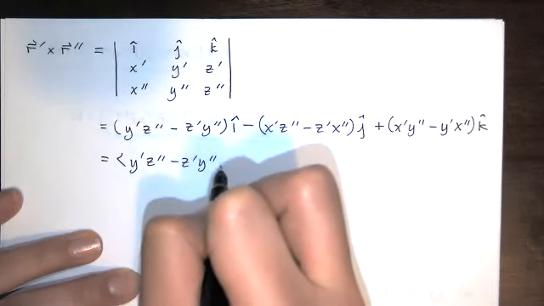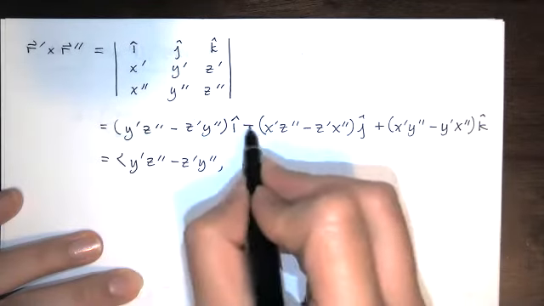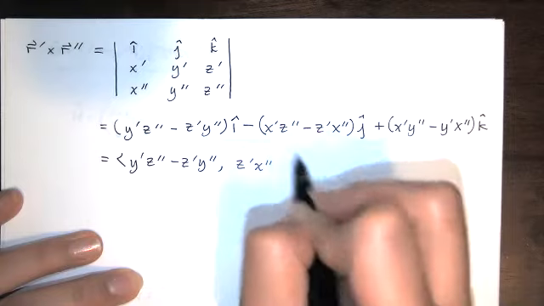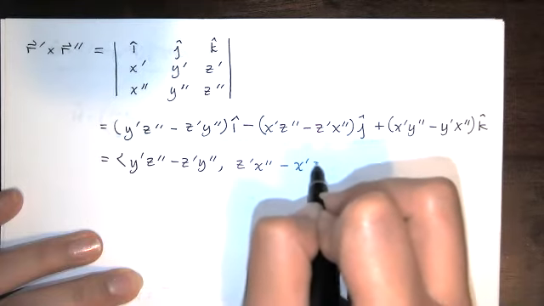I'm going to write this in component form now. And that negative times that negative makes that positive. So if I just switch the order, I get this.